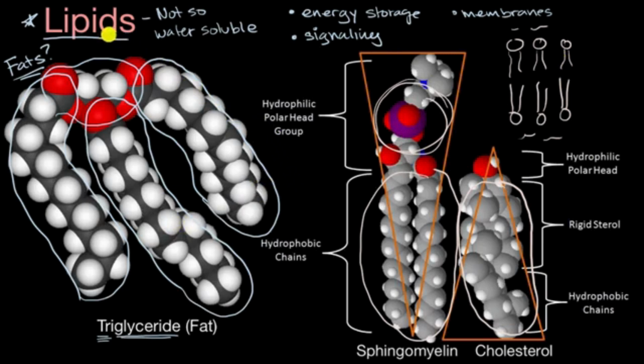Between lipids, carbohydrates, proteins, nucleic acids, we've really covered the major macromolecules that you will see in biological systems. Once again, what makes them macromolecules? Well, they can be composed of many, many atoms. They aren't small molecules.